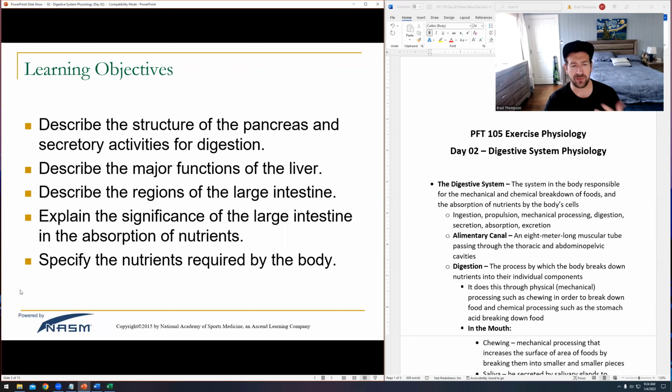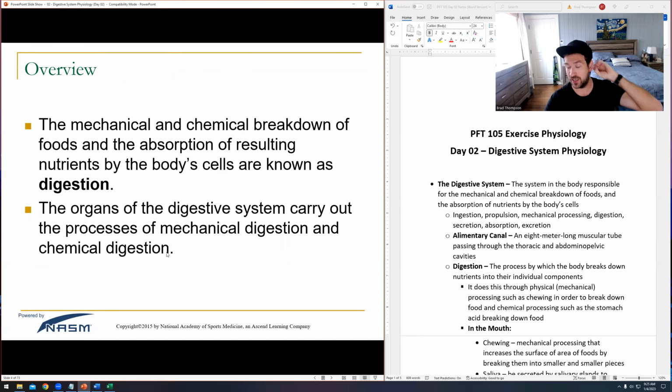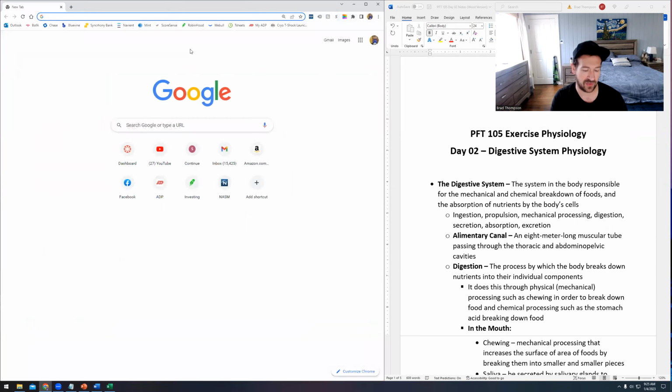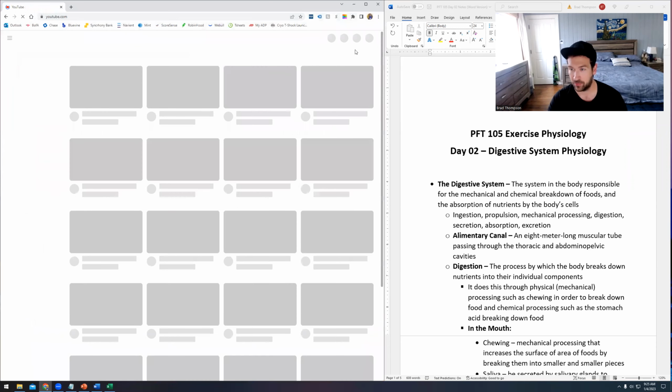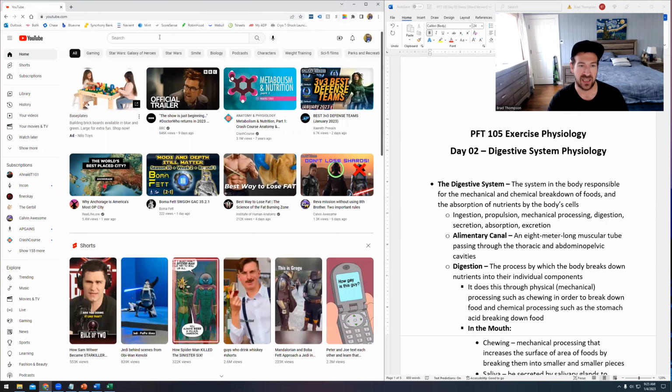And then we'll talk about the different regions of the large and the small intestine. That's where it's going to get gross. And then lastly, we'll talk a little bit on our major nutrients: proteins, fats, carbs, vitamins, minerals, water. So, your digestive system. Let's go ahead and launch off with a video here that's going to break this down for us.